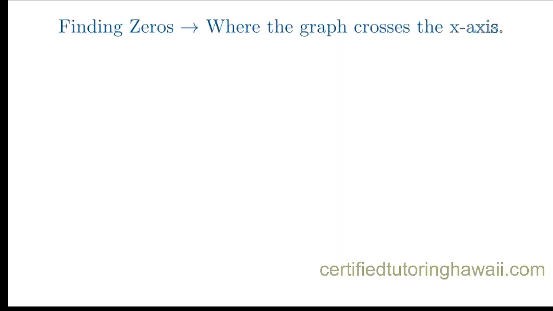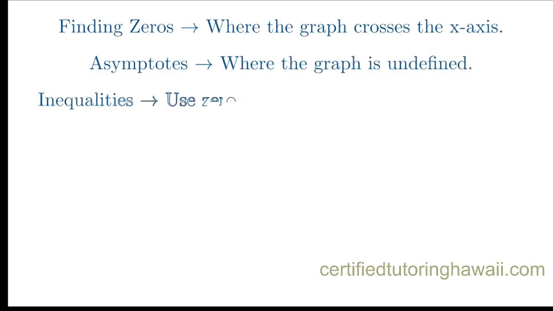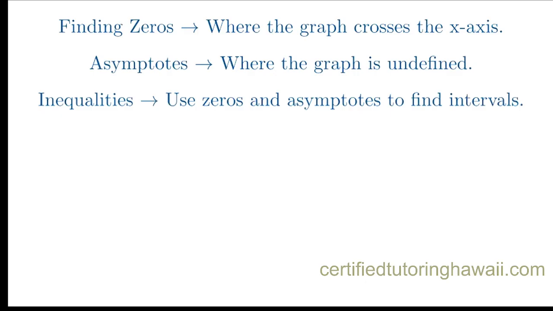In this video, you learned how to find the real zeros of a rational function and use them to solve rational inequalities. These skills are essential for understanding the behavior of more complex functions in precalculus. Finding zeros tells us where the function crosses the x-axis. Asymptotes tell us where it's undefined, and together, they form the critical points we need to analyze inequalities. Keep practicing these steps, and you'll become an expert in no time.